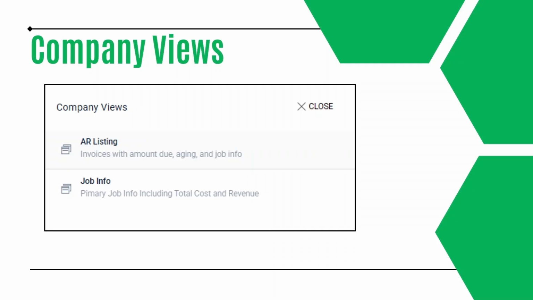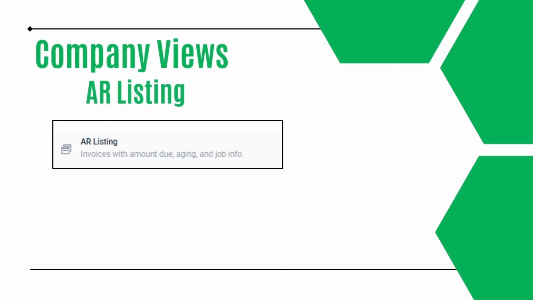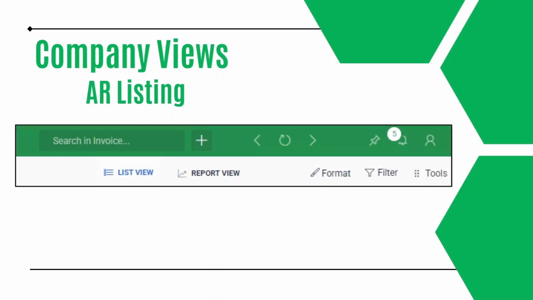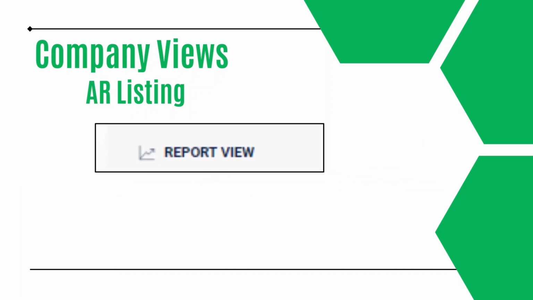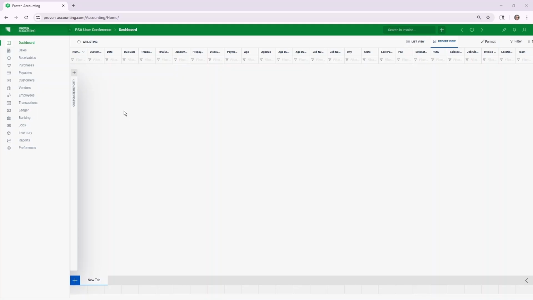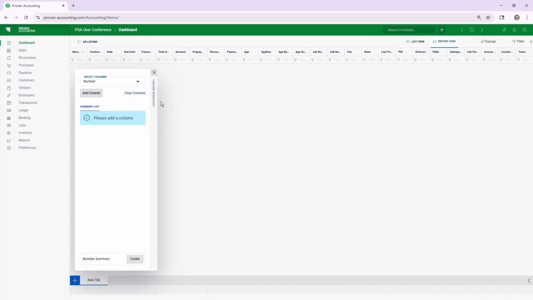When a view, such as AR listing, is selected, the Proven Accounting database will automatically display in the list view. From here, we can begin creating our first custom report. To get started, we'll click on Report View, and then we can click on the Customize Report tab on the left-hand panel. This is where we will select which columns to include in our report and define how we want the data to display. We'll begin by selecting columns from our AR listing dataset.